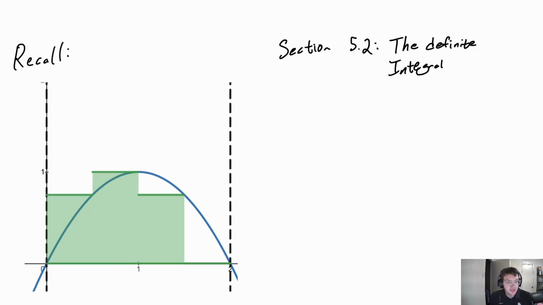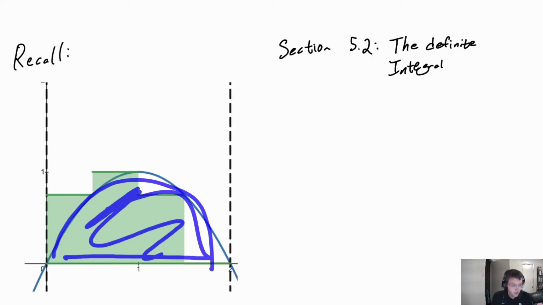Hello and welcome to this video on section 5.2, which is all about the definite integral. Let's remember from section 5.1 what we did. In section 5.1, we were trying to estimate area under a curve. So if we have this curve here, we would try and guess this area under the curve.